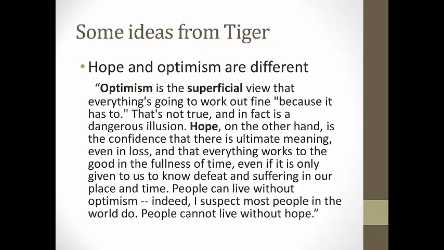So here is one of the excerpts from Tiger's book that I found to be particularly useful, and that is his attempt to define the difference between hope and optimism. Often we conflate the two, but according to Tiger, and I think you'll probably agree, hope and optimism, while related, are different things. So here's what Tiger has to say about that. Quote, optimism is the superficial view that everything is going to work out fine because it has to. That's not true. And in fact, it is a dangerous illusion.